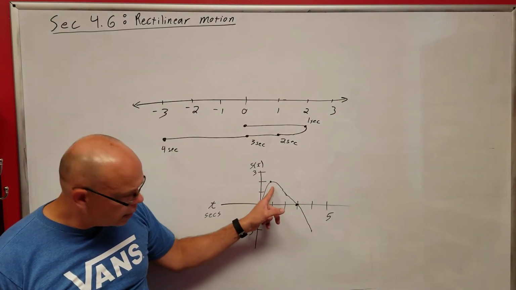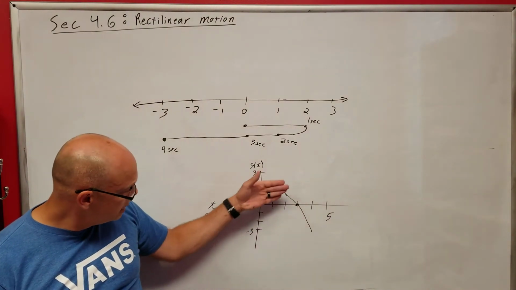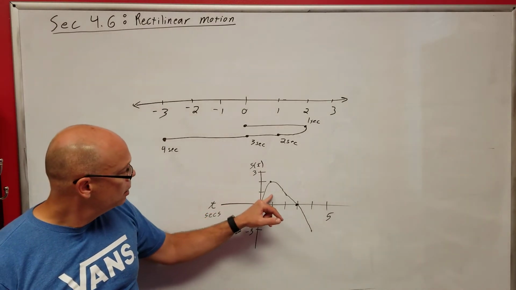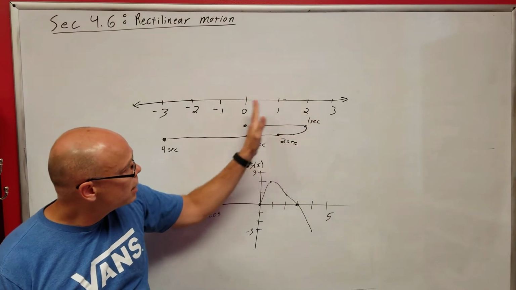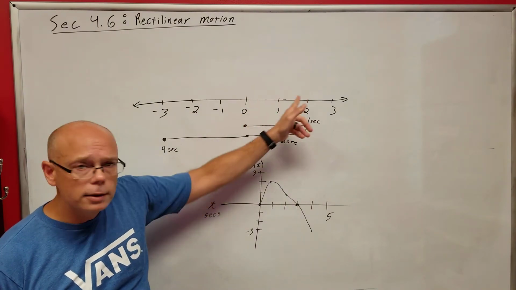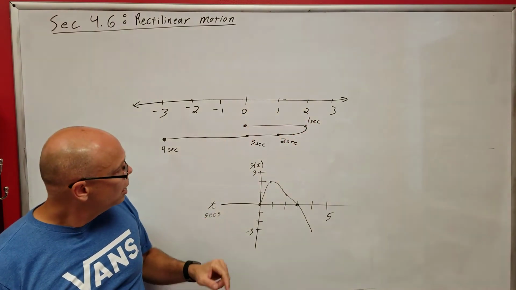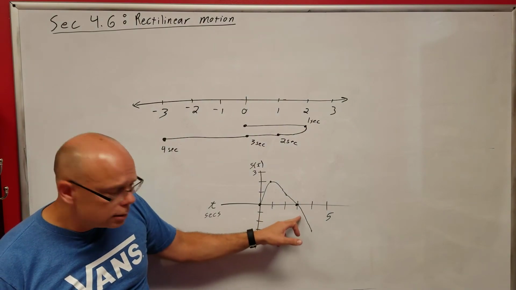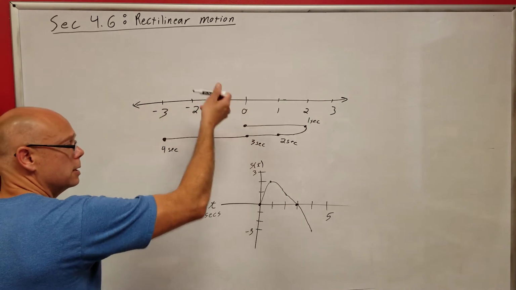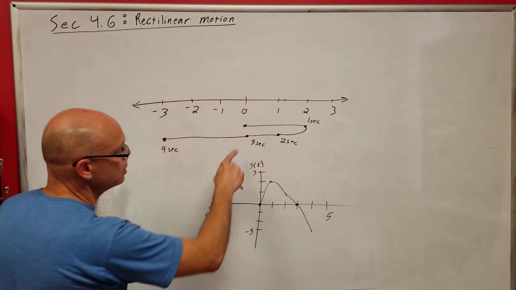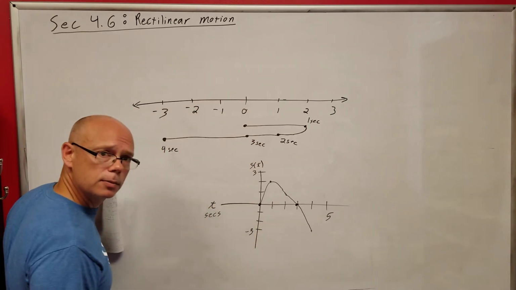The part of my graph that's above this t-axis right here. That means that my particle's on the positive side, or it's on the right of 0, right? And then what about this part down here? That means that my particle is what? To the left of 0, right? Because that's what, after 3 seconds that happens.